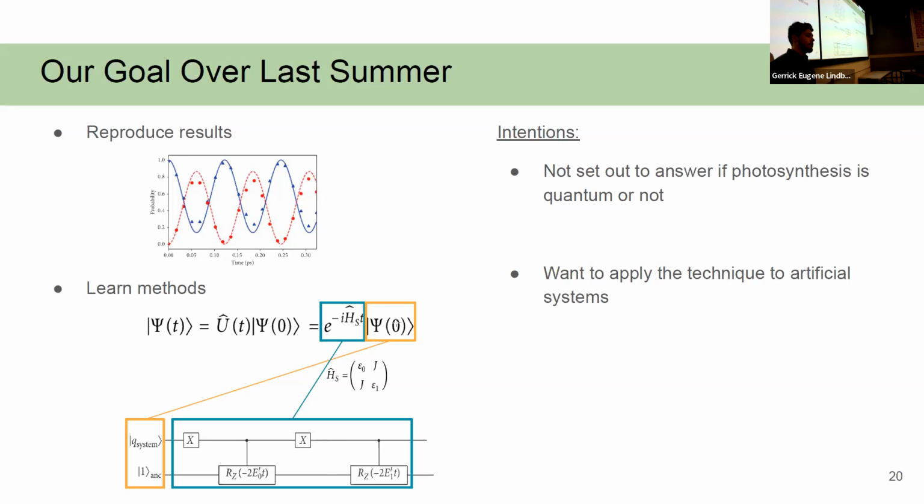And so in the paper, they really talk about wanting to answer the question of is photosynthesis quantum or is it not? But in this case, those aren't our intentions at all. We just want to be able to understand the techniques so that later on we can apply these to an artificial photosynthetic system, which I don't think I've mentioned before, but basically the idea is we want to understand how biological systems work, and see if we can use a biomimetic approach to apply them to artificial photosynthetic systems.